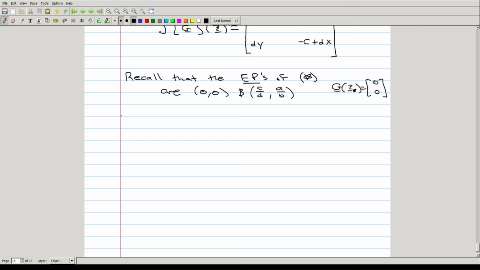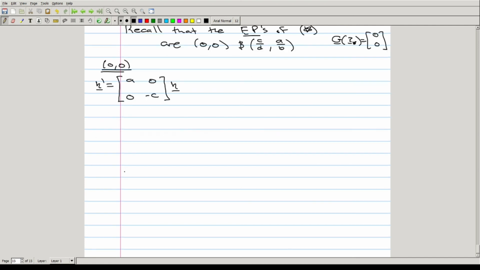So the linearization then, we'll do 0, 0 first. At 0, 0, you get eta prime is equal to the matrix a 0, 0 negative c times eta, where the trace p is equal to a minus c, and the determinant q is equal to negative a times c, which is less than 0. So we expect that the 0, 0 point is a saddle point.